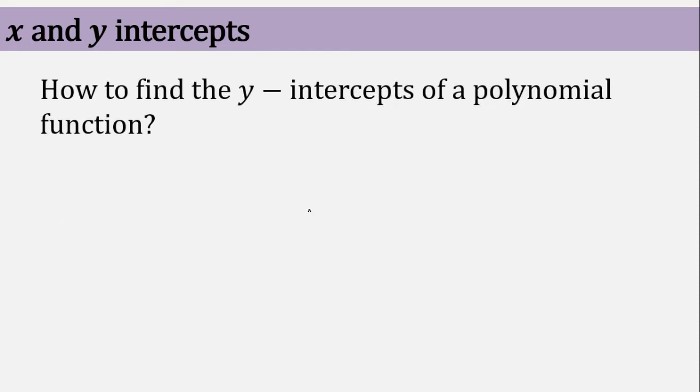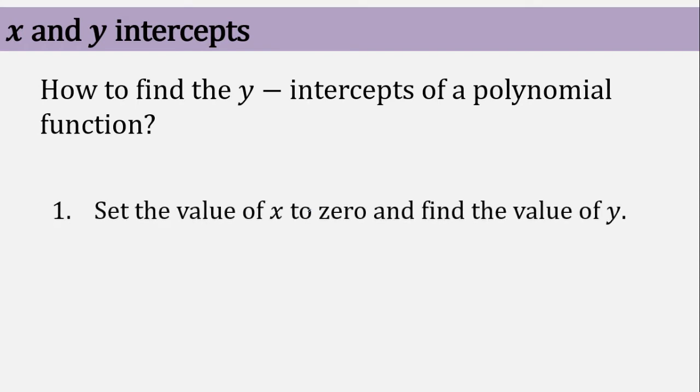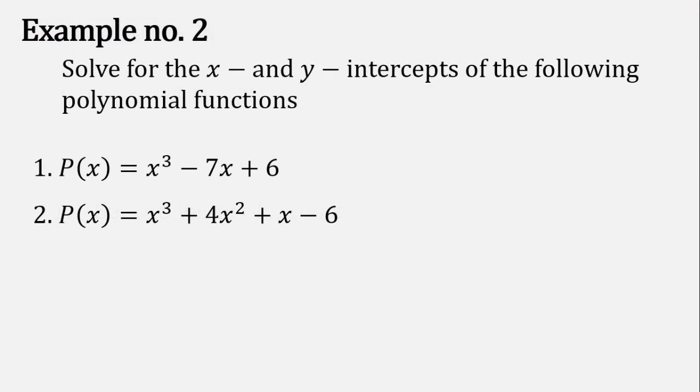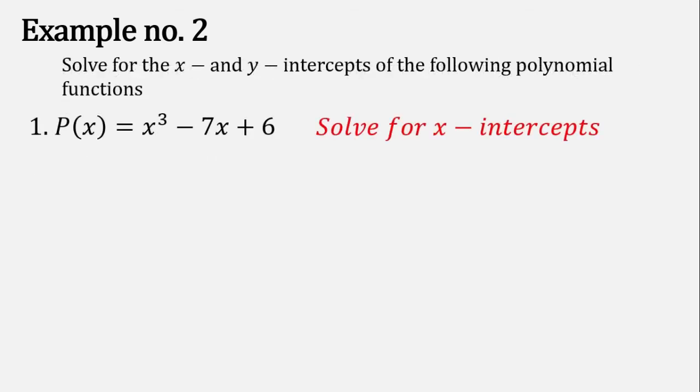For the y-intercept, we need to set the value of x to 0 to find the value of y. So let's consider these two examples. Let's find the x and y intercept of the following polynomial function. Let's go with number 1 first. Let's solve for the x-intercept. Now, we will use synthetic division to find the x-intercept of this.